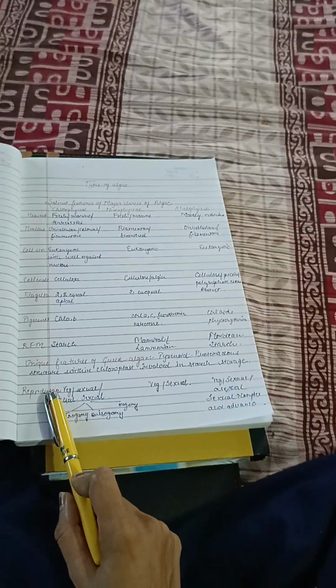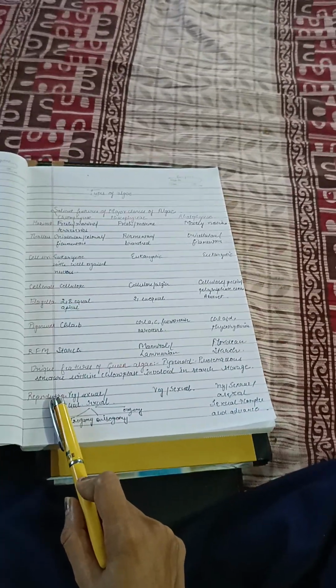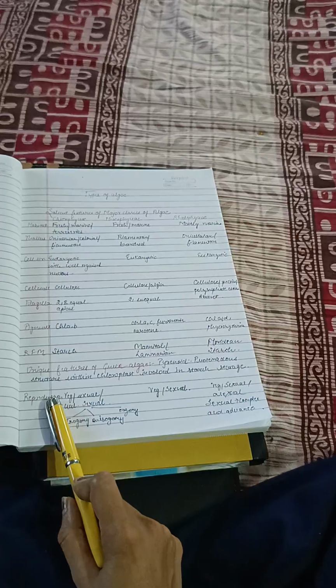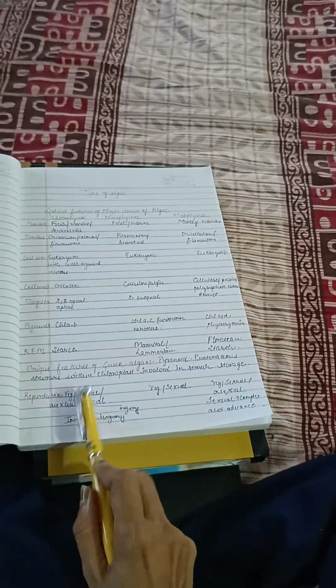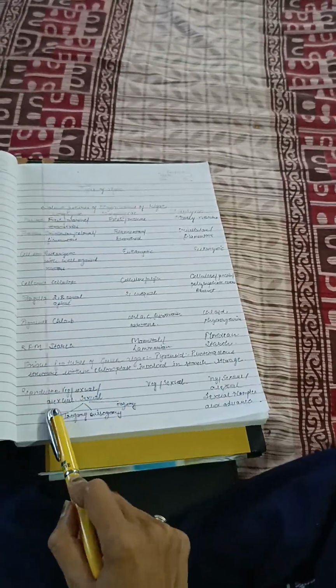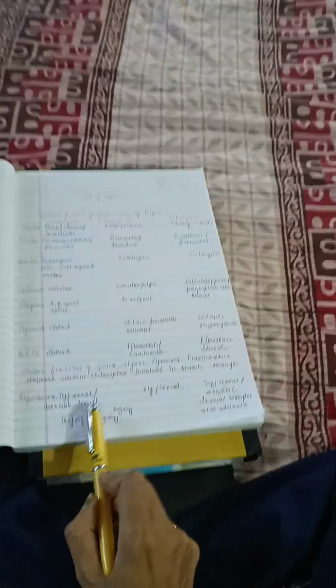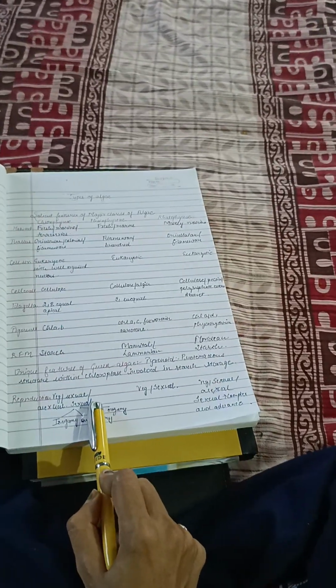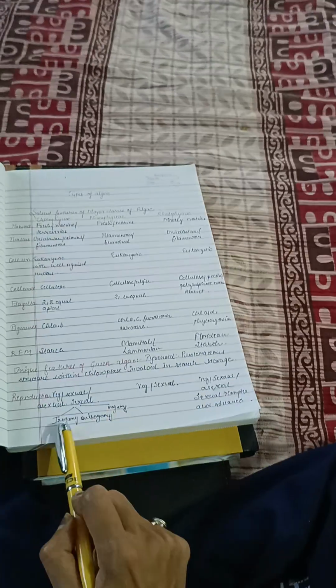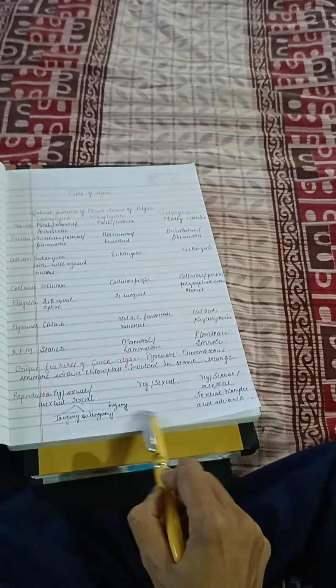In the case of green algae, that is chlorophyceae, reproduction mainly takes place by three means, that is vegetative, sexual and asexual modes of reproduction. The sexual mode of reproduction is mainly categorized into three categories, that is isogamy, anisogamy and oogamy.